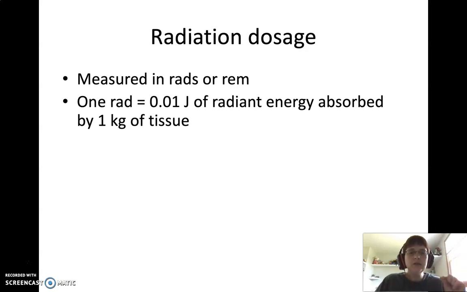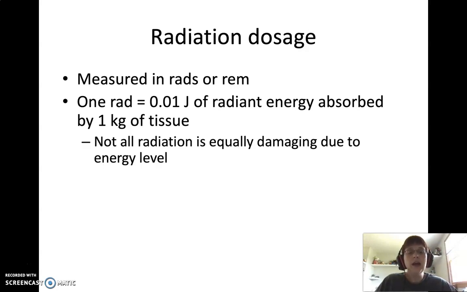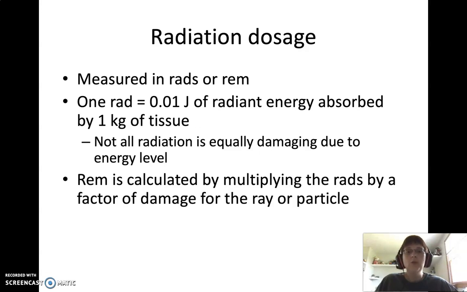So it's a very small fraction of energy absorbed by a decent amount of tissue. And the thing is that this is why we have two measurements. So the rad is the amount of energy absorbed, but not all radiation is equal. So remember, alpha radiation, beta radiation, gamma radiation all have different levels of damage depending on what they're going to be doing. So this is why we have REMs. REM is calculated by multiplying the rads by a factor of damage for the ray or particle.